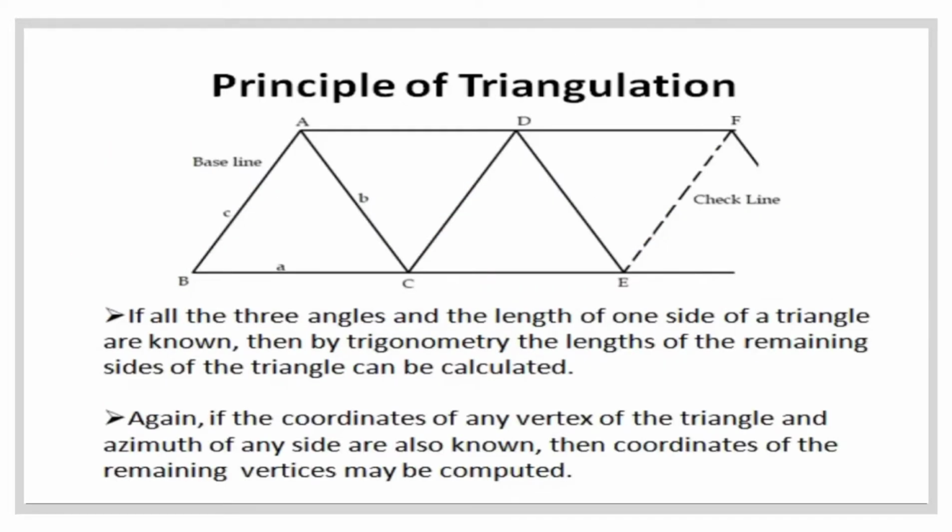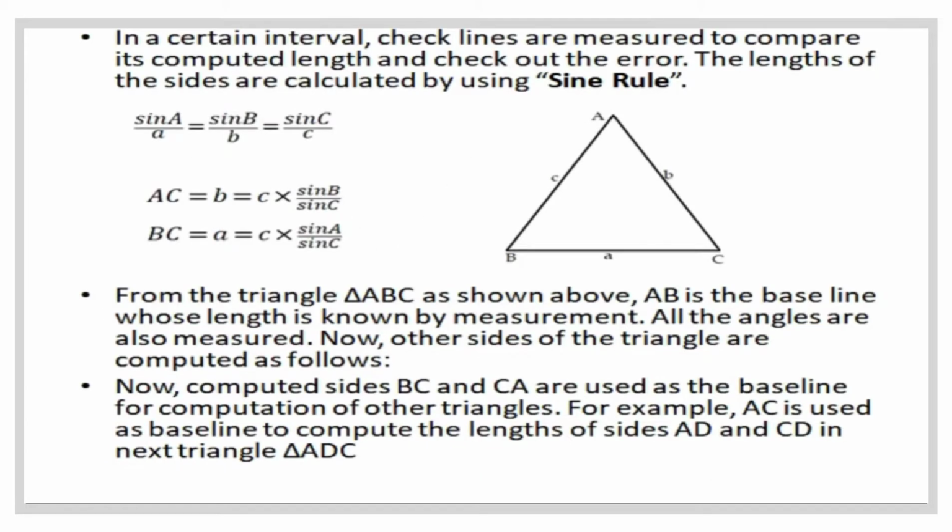Next is the principle of triangulation. If all the three angles and the length of one side of a triangle are known, then by trigonometry, the lengths of the remaining sides of the triangle can be calculated. Again, if the coordinates of any vertex of the triangle and azimuth of any side are also known, then coordinates of the remaining vertices may be computed. At certain intervals, check lines are measured to compare their computed length and check the error.